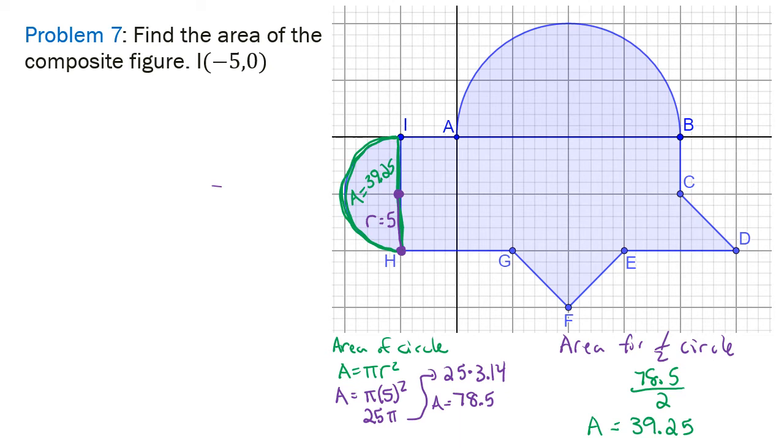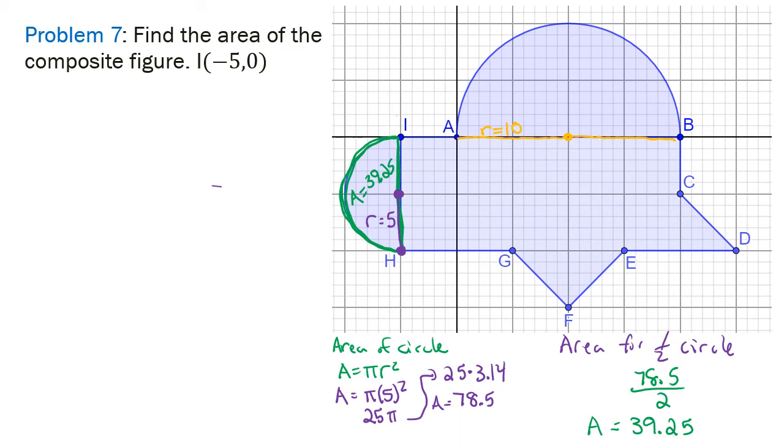Okay, we're going to do this exact same process, but now for the top half circle. So once again, I want to find the radius. I can notice right here that this is the middle of this half circle. So 1, 2, 3, 4, 5, 6, 7, 8, 9, 10. So my radius is 10 for this one.